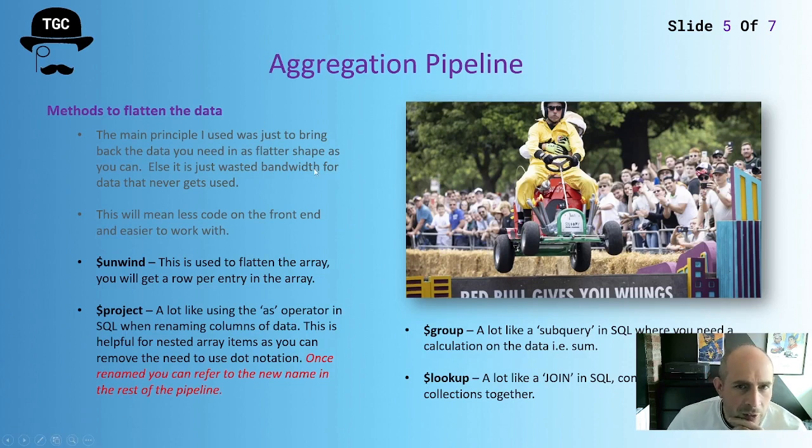Right, the next thing, aggregation and the pipeline. So the 4 most common pipeline stages that I've used here are unwind and project, they're my 2 main ones, and then group and then lookup.